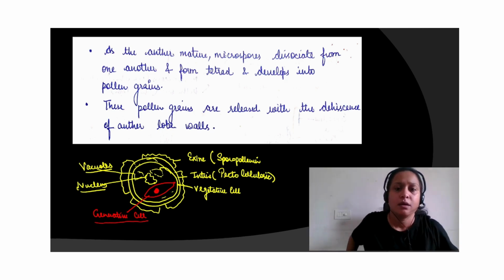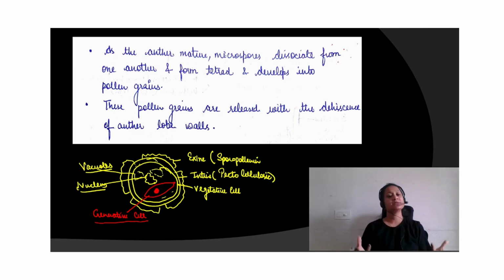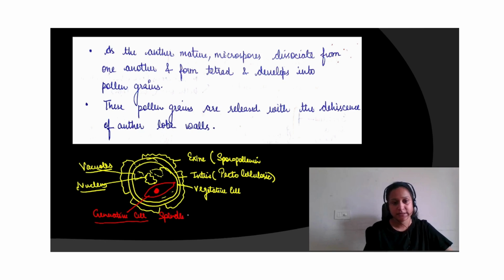So when the anther dehisces, pollen grains are released. These pollen grains are called the male gametophyte because here the male gamete is formed. A typical pollen grain has how many cells? Vegetative cell and generative cell. Generative cell is small and spindle shape, and this cell undergoes mitosis to form two male gametes. These are male gametes.